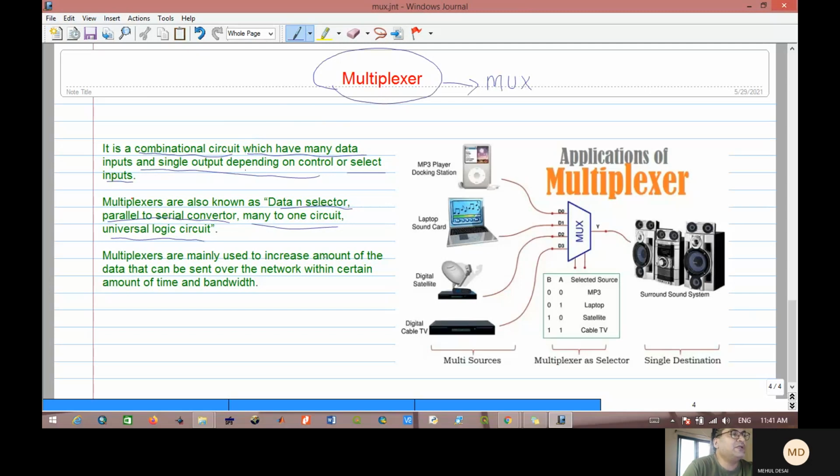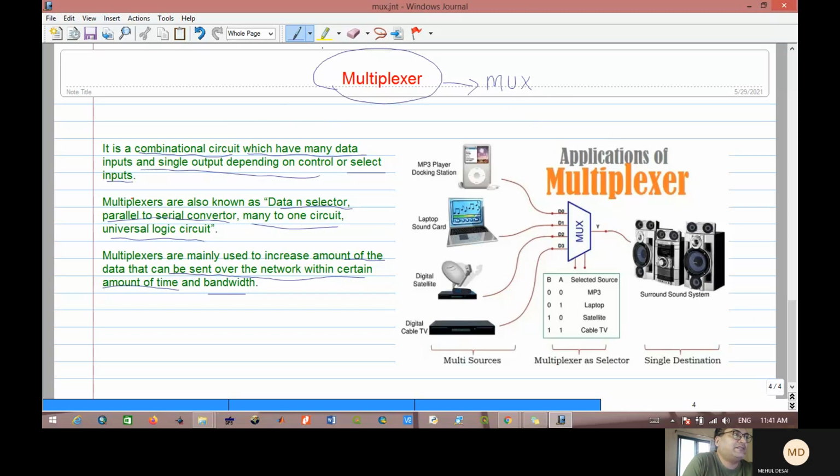Multiplexers are mainly used to increase the amount of data that can be sent over the network within a certain amount of time and bandwidth. So we can send multiple data on a single bandwidth. It means that when some time is defined and bandwidth is defined, we can transmit the data over the network using the multiplexer. So what is the real-time application of this multiplexer?